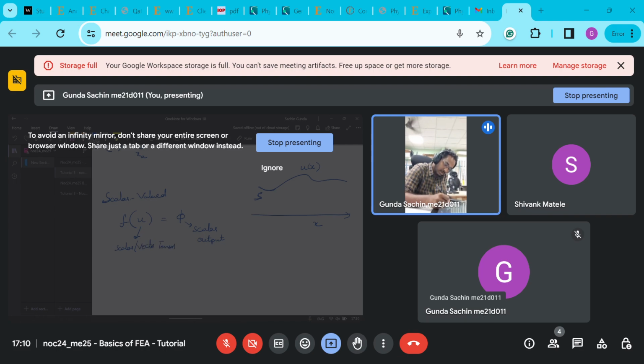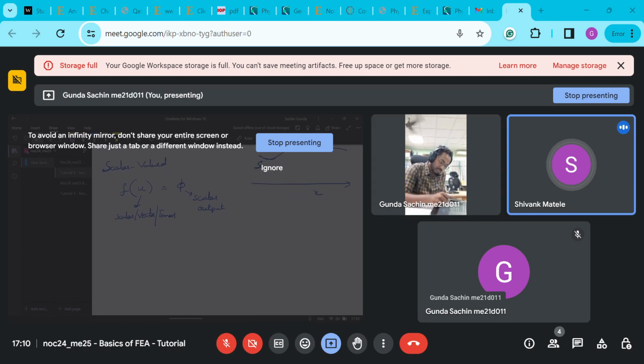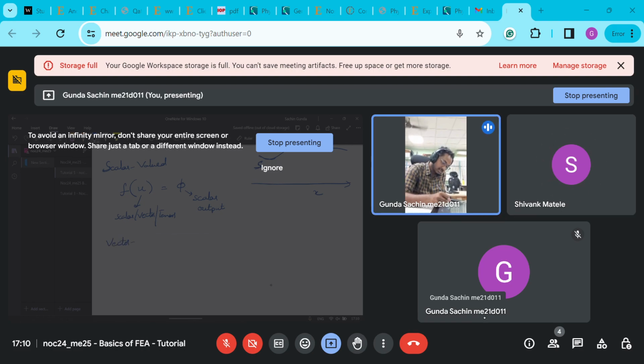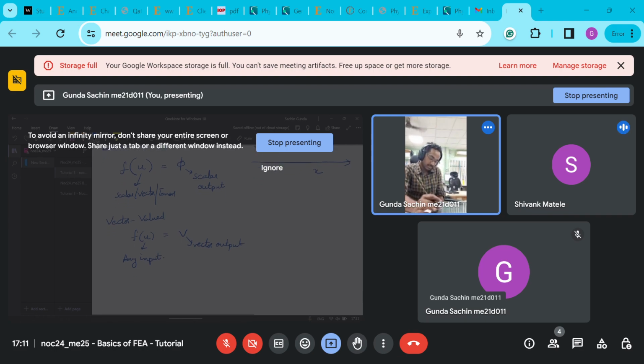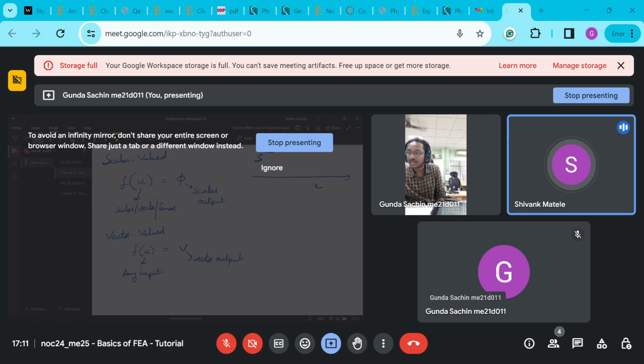Input can be anything, means maybe scalar or vector or tensor, whatever. But if the output is phi, then it's called scalar valued. Same for vector valued: if the output is a vector, it's called vector valued. Input can be anything. Okay.